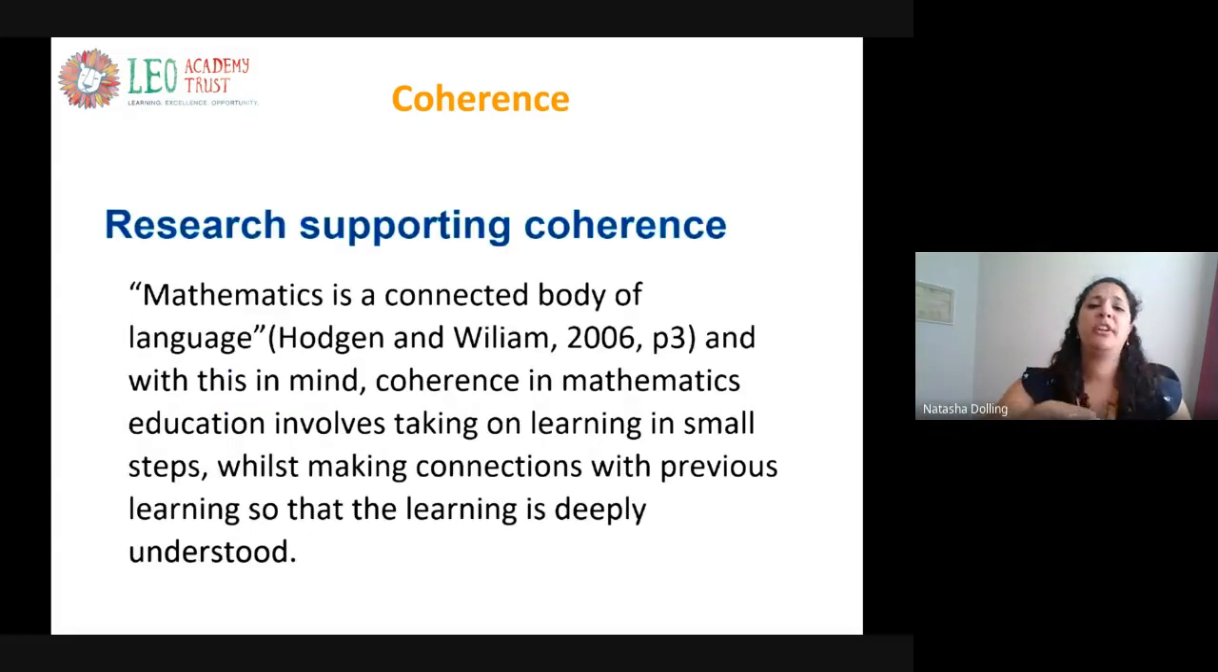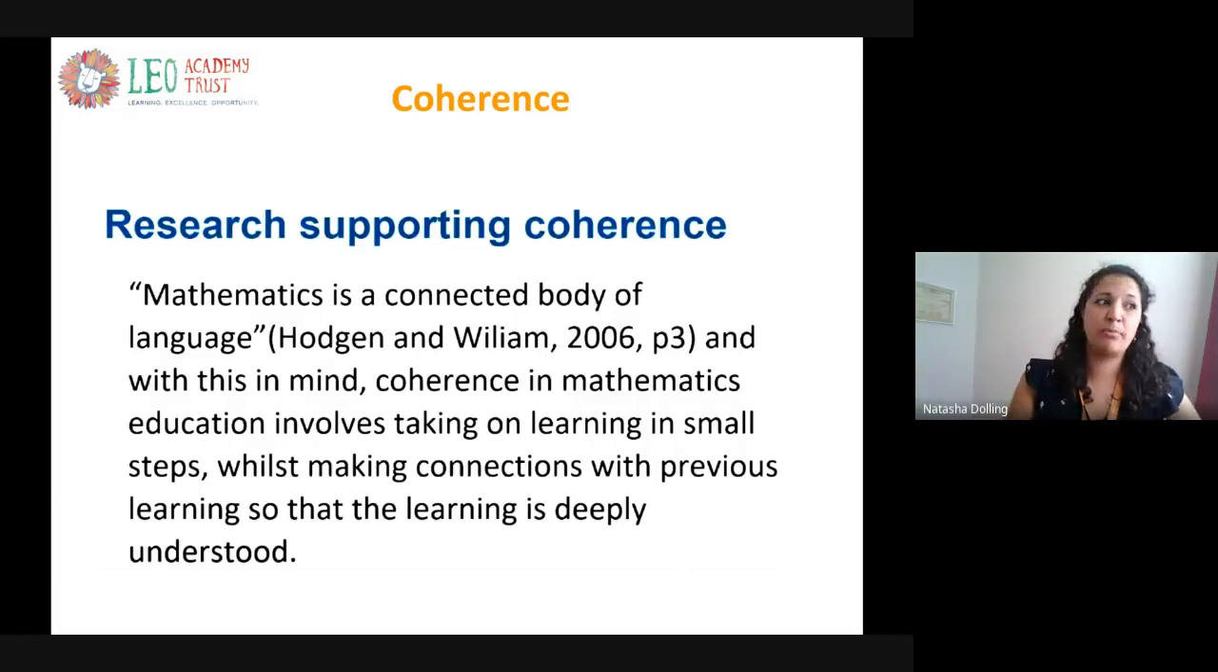And the research supporting coherence, and again, this is just like 10 seconds into what is years and years of work around this, is that mathematics is this connected body of language. And with this in mind, coherence in mathematics education involves taking learning in very small steps while making connections with previous learning so that the learning is deeply understood. So what that means for us as mathematics practitioners is that it's almost like taking the long road and taking longer around understanding a concept, properly scaffolding it and supporting it in order to promote understanding.